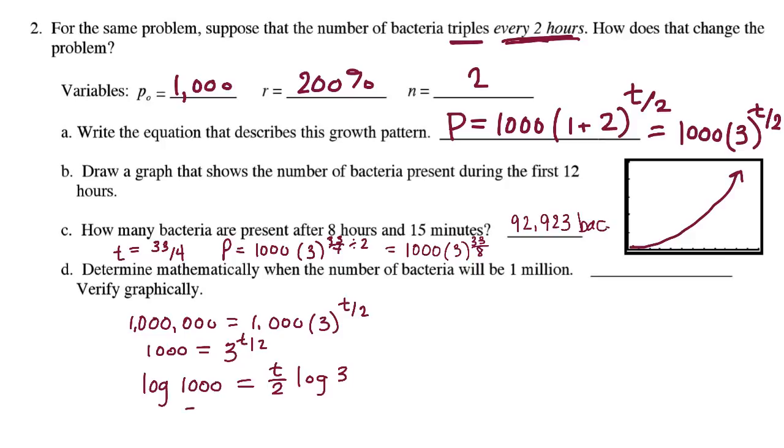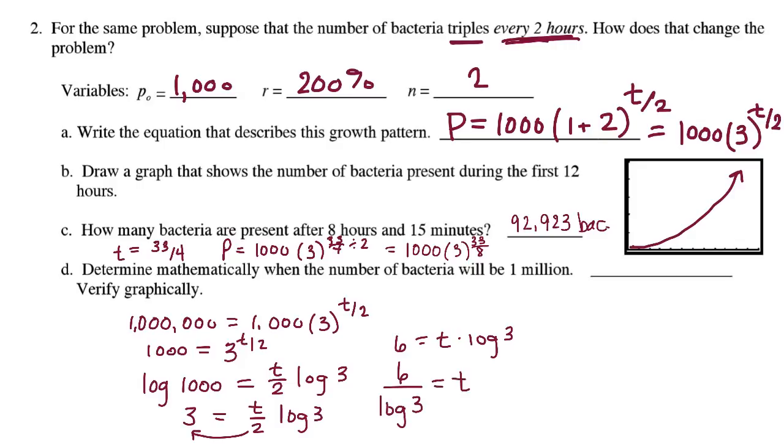And so log 1,000 is equal to 3, equals t over 2, log 3. And we can go ahead and multiply by the 2. So I would go ahead and do that, make it a little bit easier for us. So we have 6 equals t times log 3. And so solving for our time, it's going to be 6 divided by log 3. It's going to be our time frame. And so when we type all that in our calculators, our time should be about 12.575 years.